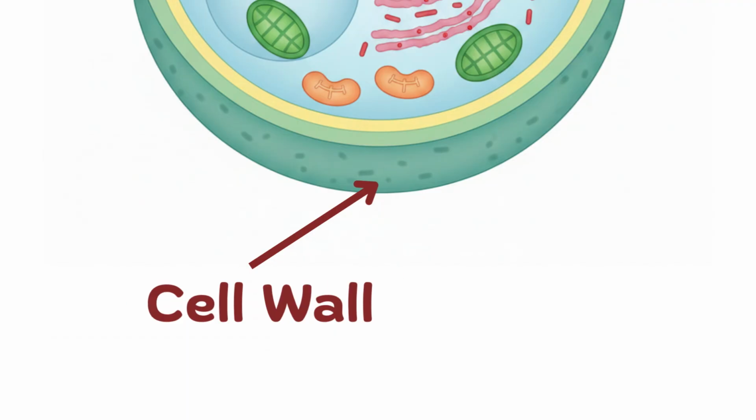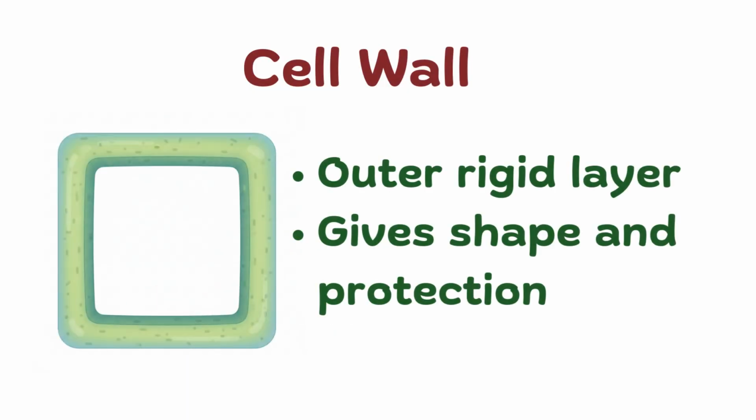Cell wall. The cell wall is the outermost layer of the plant cell. It is strong and rigid, and its main job is to give the cell shape and protection. Because of the cell wall, plant cells can stay firm and maintain their structure.